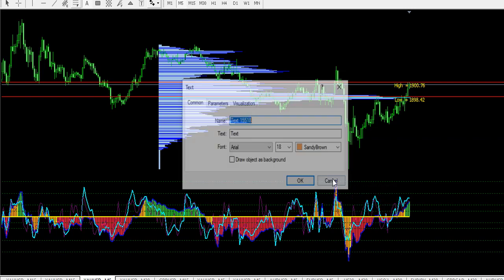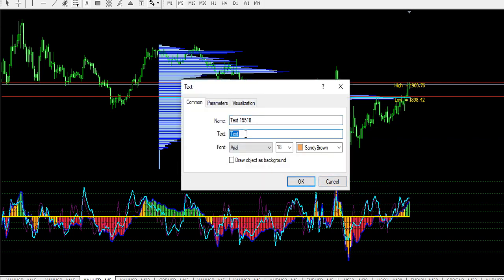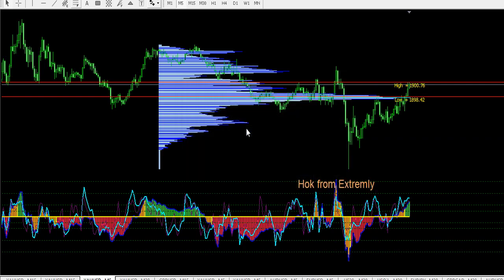This one is hooked from extremely. When the price goes to highs, bounces off the 300, 200 levels and the zero line, and hooks from extremely, it means that the market is now over, it means overbought.